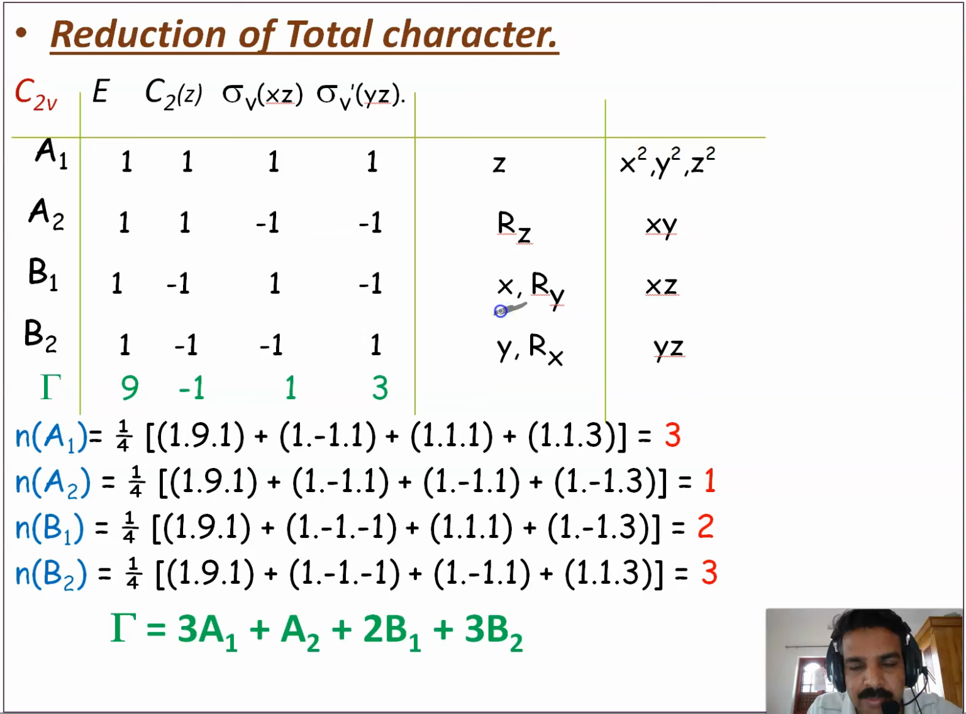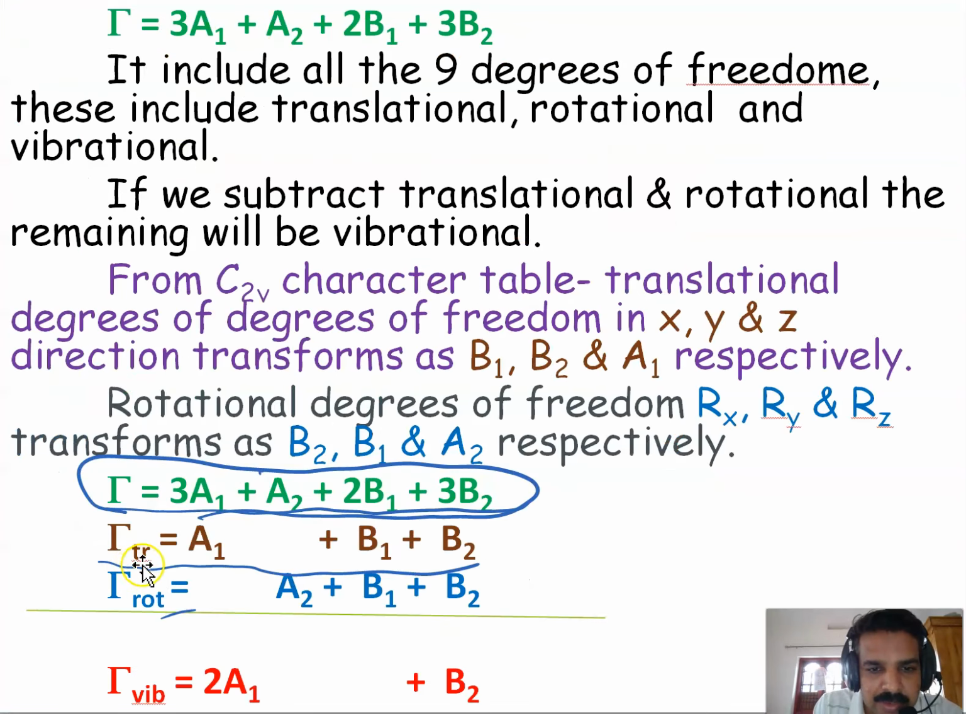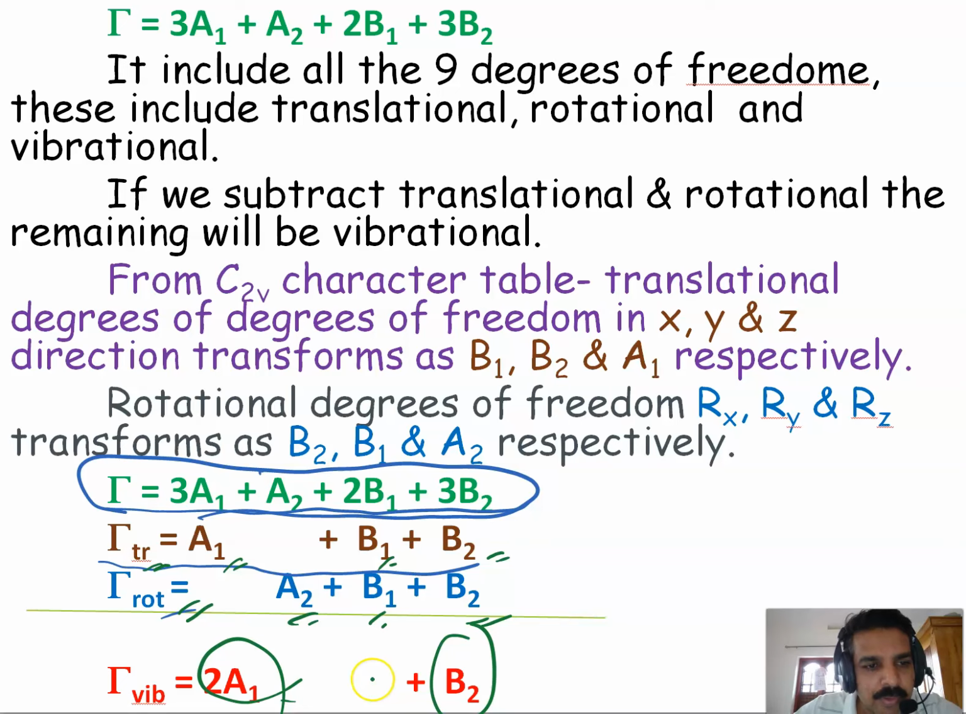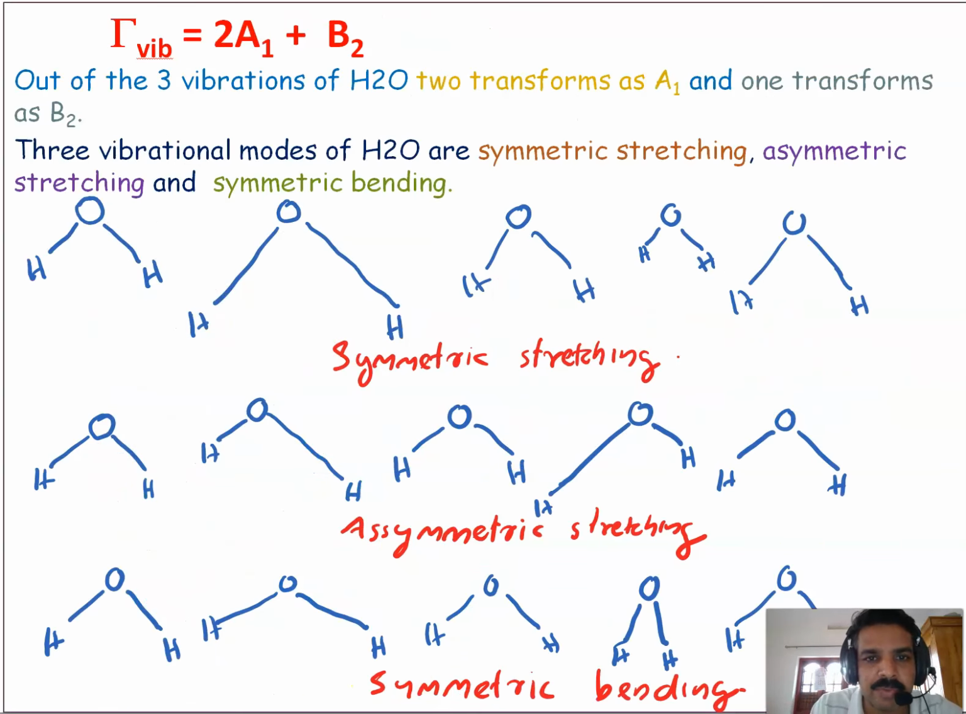translation in the X direction transforms as B1, Y direction B2, Z direction A1, and rotation about X is B2, about Y is B1, about Z is A2. That is, gamma translation, the translational degrees of freedom, is A1 plus B1 plus B2, and the rotational degrees of freedom are A2 plus B1 plus B2. On subtracting we get 2A1 plus B2. That is, the vibrational degrees of freedom of the water molecule are 2A1 plus B2.